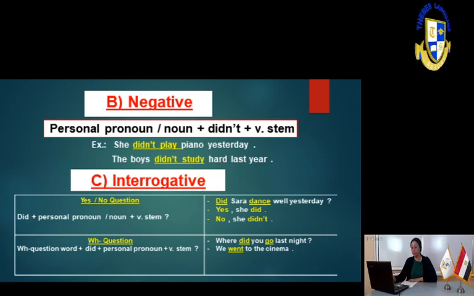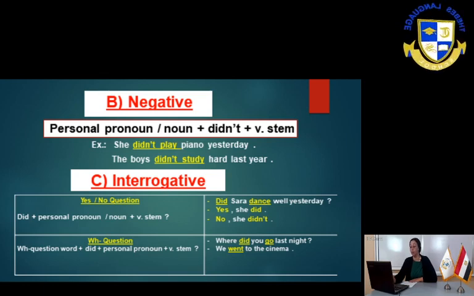For example, she didn't play piano yesterday. We put didn't and the verb that comes after didn't comes in the stem form. Didn't play. The boys didn't study hard last year. Didn't study. We didn't put anything with the verb that comes after the word didn't in the negative. It should come in the stem form.